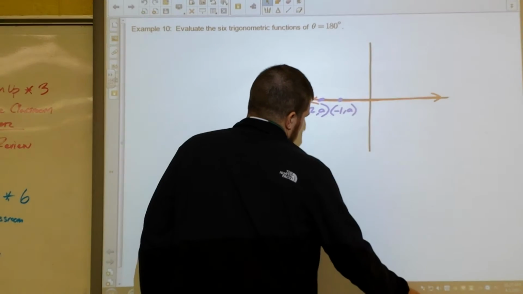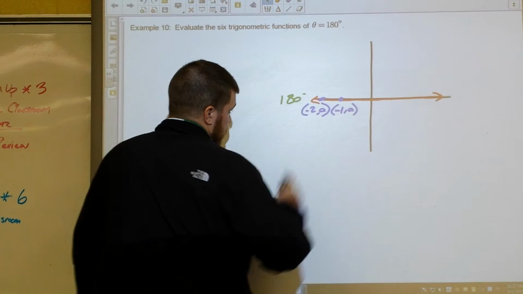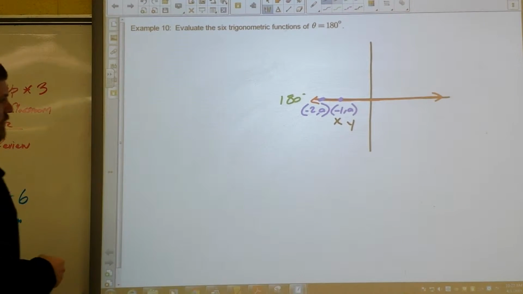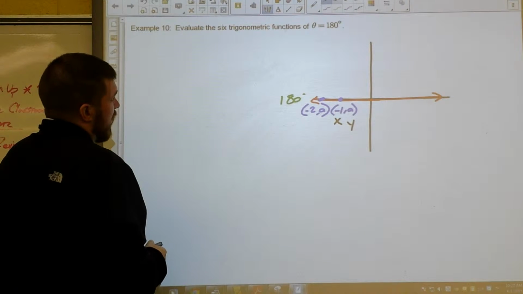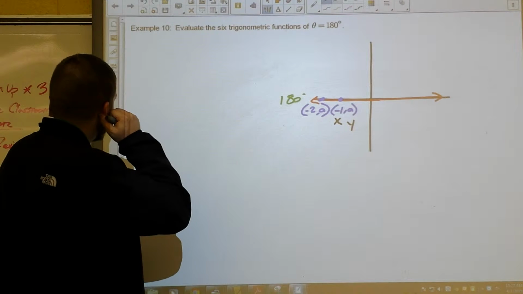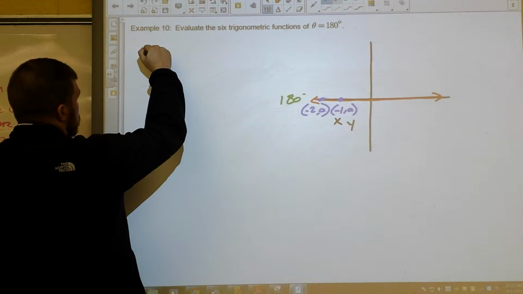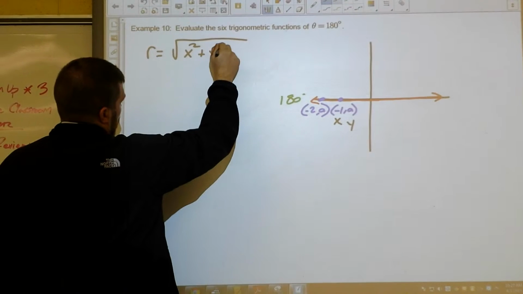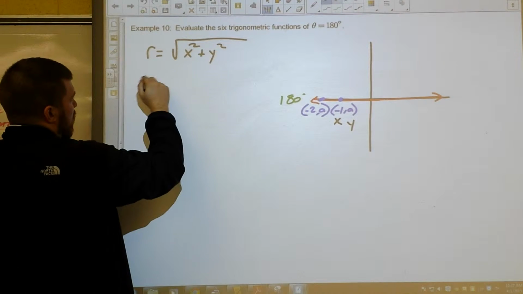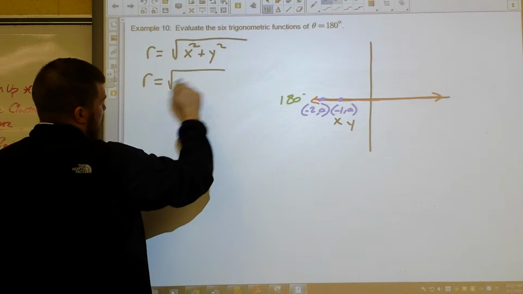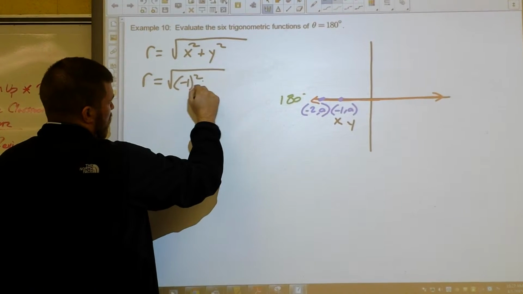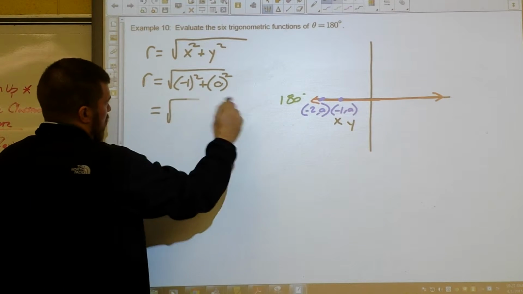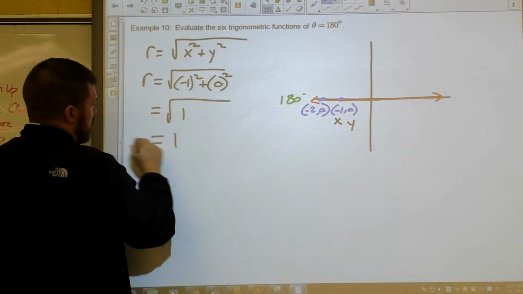Alright, so again, I'm using negative 1, 0, so that is my x and my y. Based on that point, I'm going to calculate my r. So r equals the square root of x squared plus y squared. If I plug in negative 1 squared plus 0 squared, that's going to be the square root of 1, which is 1. So r equals 1.